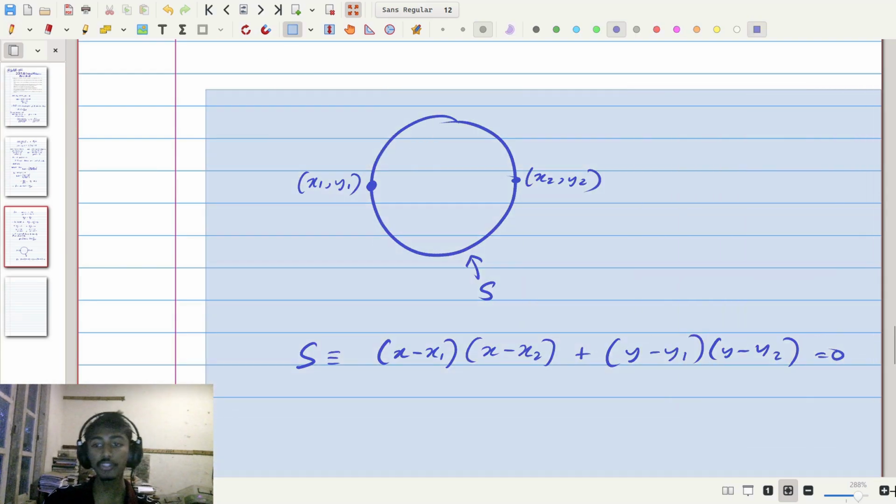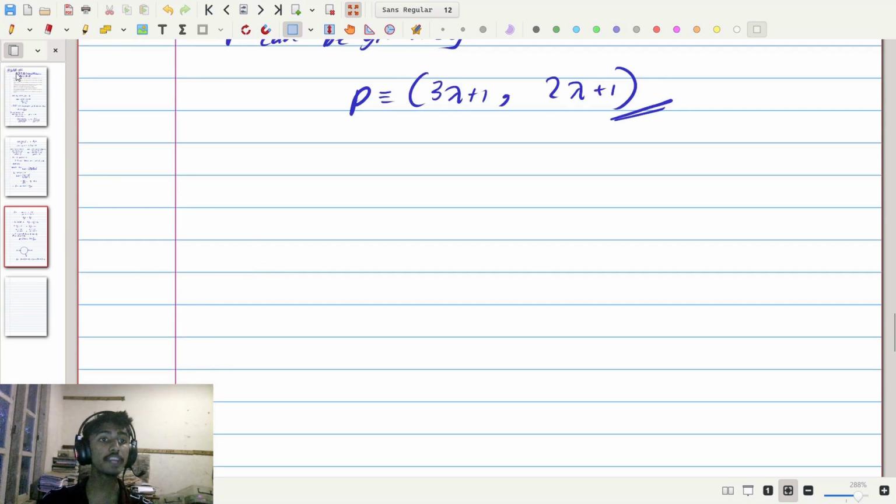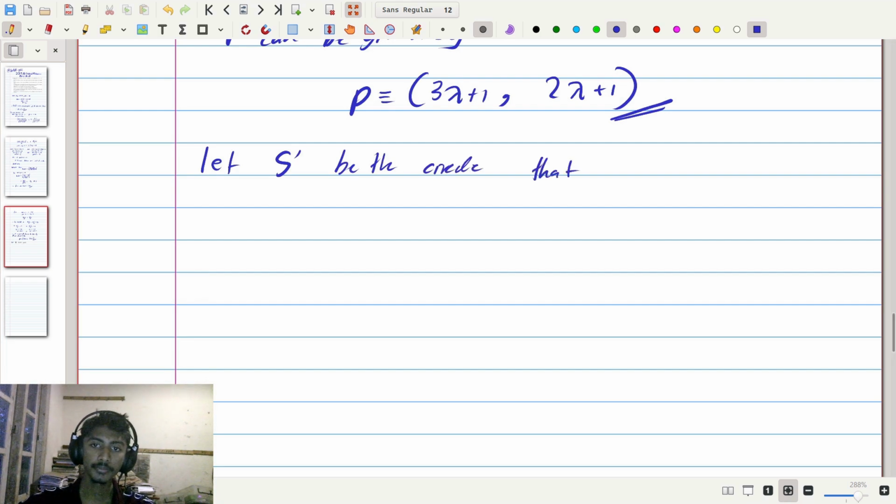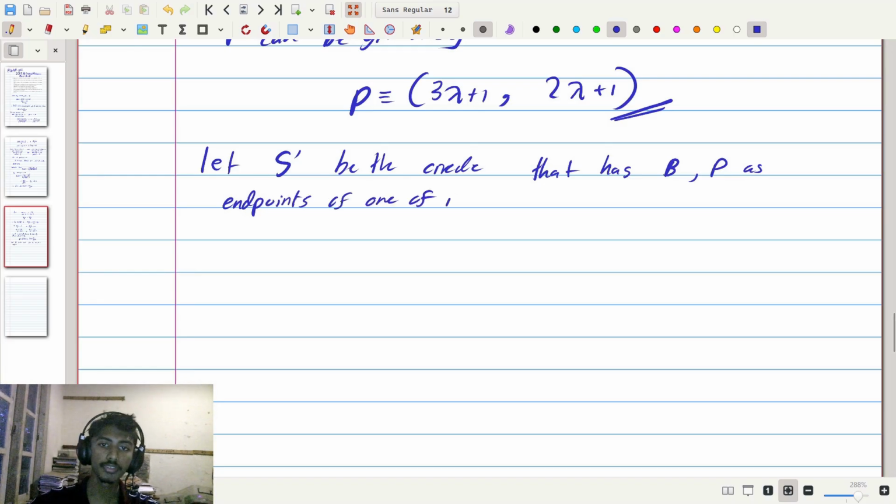Now applying that to this situation, what we have to do is to take the coordinates of B and P and substitute them into that equation in order to find the circle that we want. So let's say, let the circle S' be the circle that has B, P as endpoints of one of its diameters.